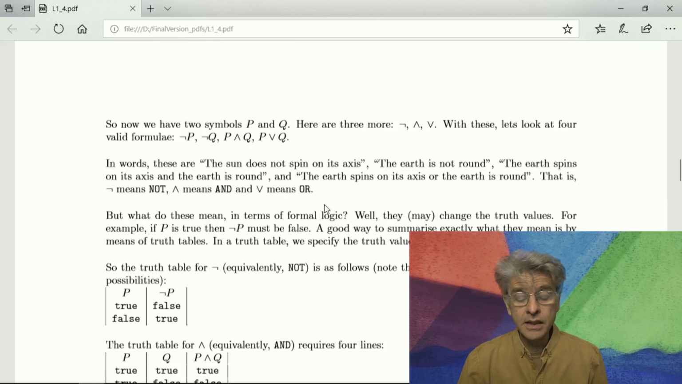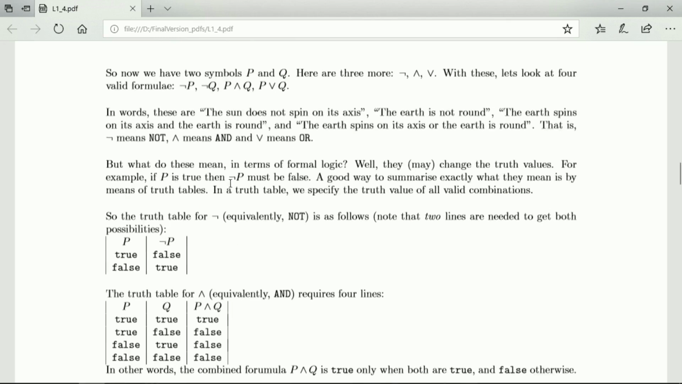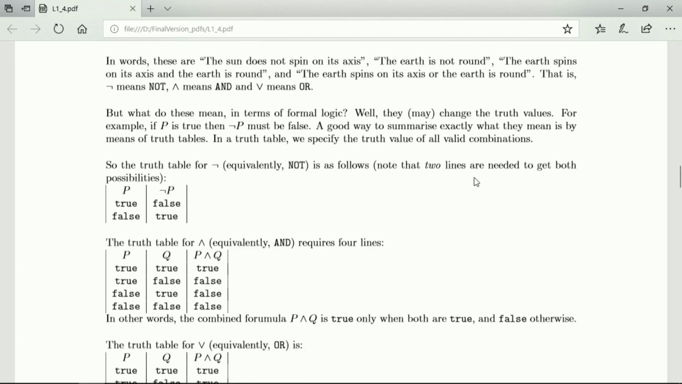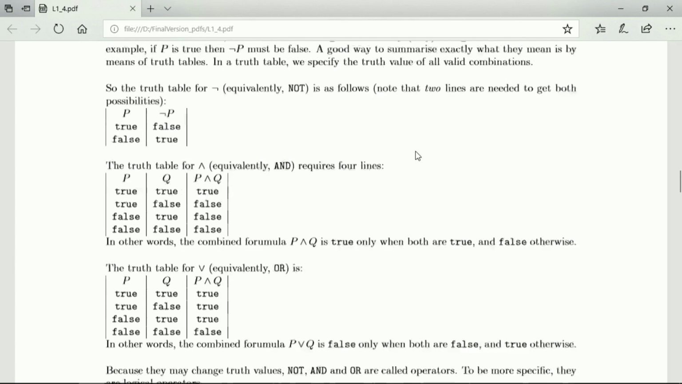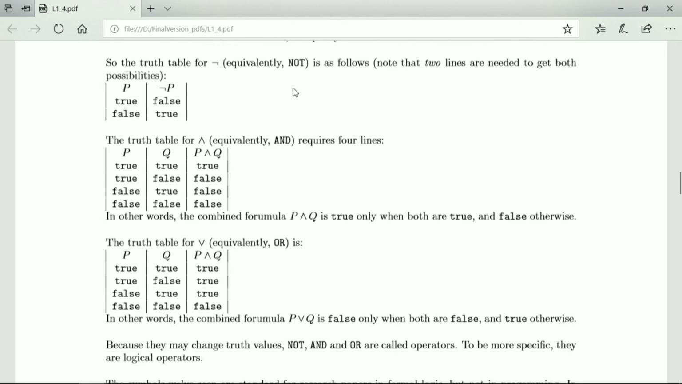But what do these mean in terms of formal logic? The effect is that they may change the truth values. So, for example, if P is true, then hook P is false. So this is summarized by means of truth tables. In a truth table, we specify the truth of all valid combinations. So for hook, which is the not, we have two lines because P can be either true or false. And when the value of P is true, then the value of hook P is false, and when the value of P is false, then the value of hook P is true.